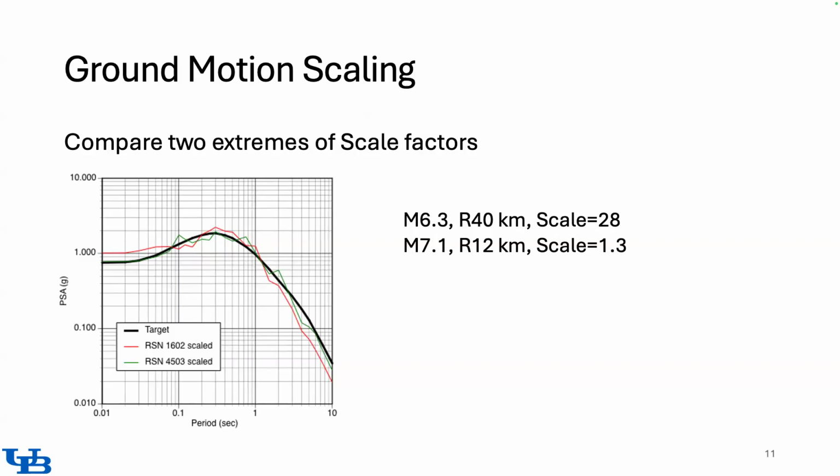To show why this very strict belief that the scaling factor needs to be tight around 1 is not necessarily a valid assumption, here I'm showing the response spectra of two ground motions. One has been scaled by a factor of 28, an extreme case where the original ground motion is significantly different from the target spectrum, and one is scaled by a factor of 1.3. But we can see that if they are properly scaled, both of them fit the target spectrum quite well.